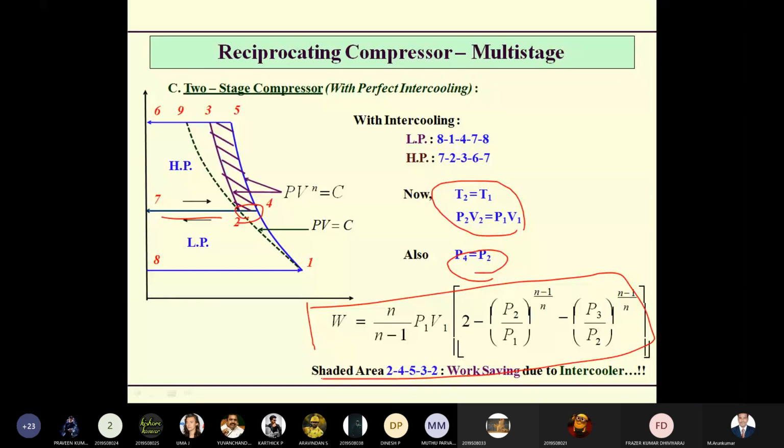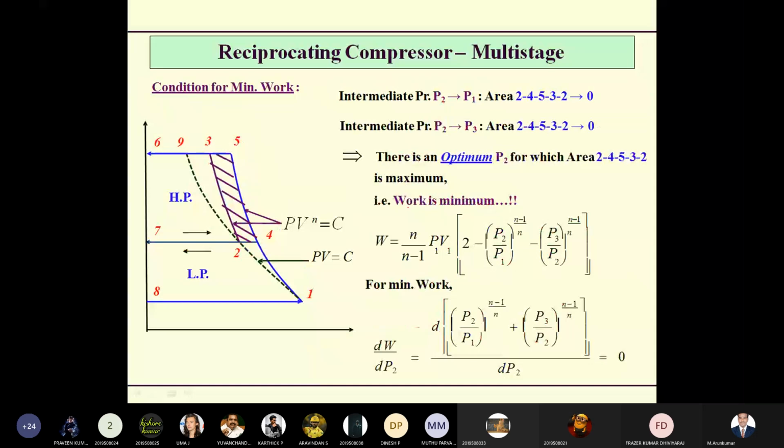So this will give you this shaded area. This is the work saving due to the intercooler. Because of the intercooler, we are saving the work. This is the actual mission of the intercooler. Then the condition for minimum work can be derived from the PV diagram.